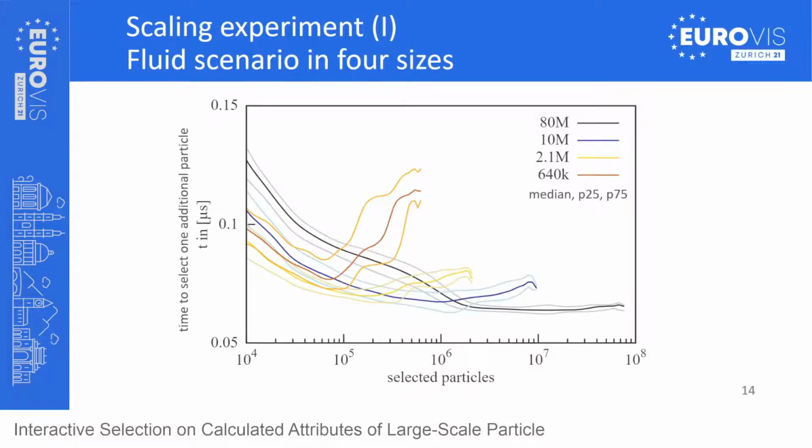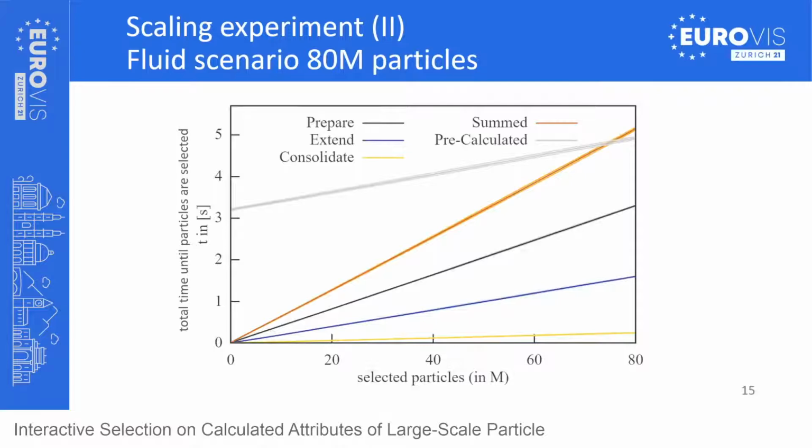In our second timing experiment, we measured the performance of our 3 recurring phases separately for the fluid scenario with 80 million particles. Again, we randomly selected a particle to start and executed 100 repetitions, plotting the median and interquartile boundaries. In addition to our lazy evaluation, we performed region growing after calculating all attributes upfront. The timing result is plotted in gray and is to be compared to the sum timing plotted in orange.